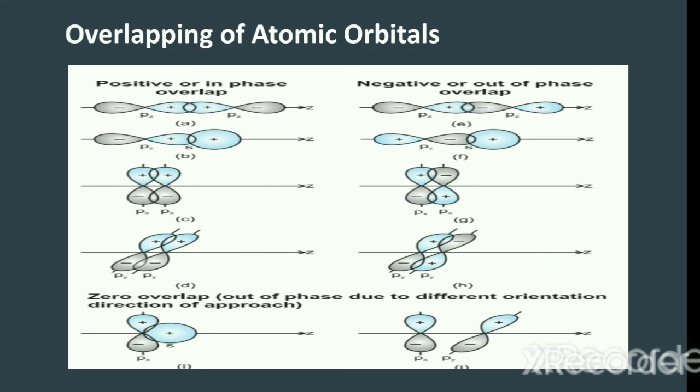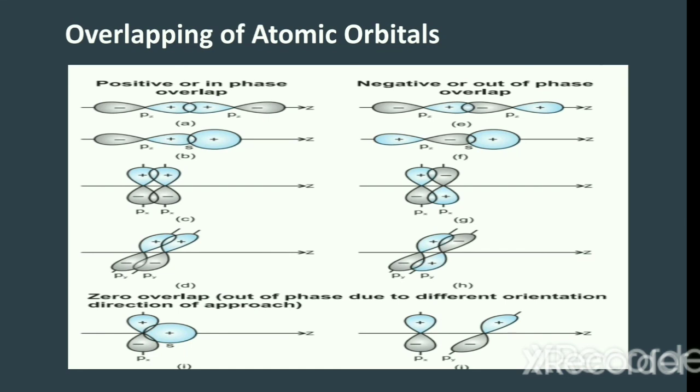Next, consider two px orbitals overlapping with each other. If the sign on the lobes of overlapping px orbitals is the same, then it is positive overlap. If one is positive and the other is negative, it is considered as negative overlap. Similar is the case of two py overlapping orbitals.